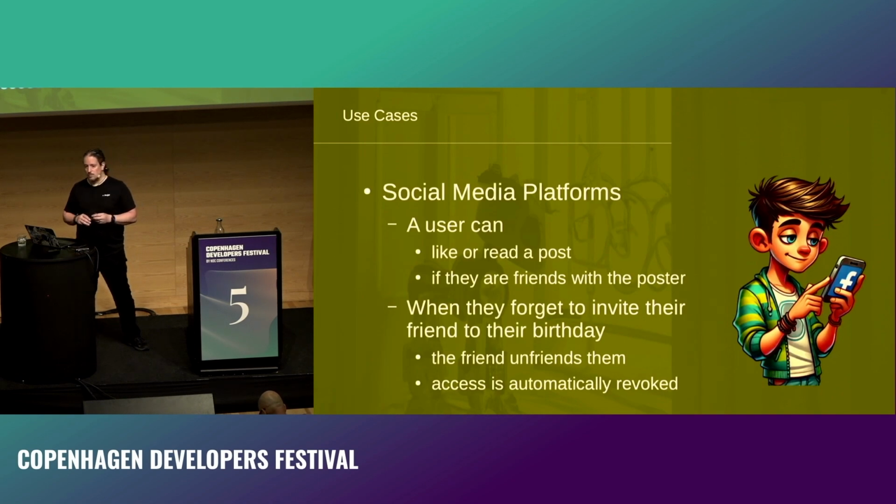And social media platforms is probably the most common example of this. A user can like or read a post if they are friends with the poster. If they're no longer friends, then suddenly they can't see it, they can't like it, they can't interact with it, they can't react to that at all. And then, yeah, if they forget to invite their friend to a birthday, maybe they break friends.